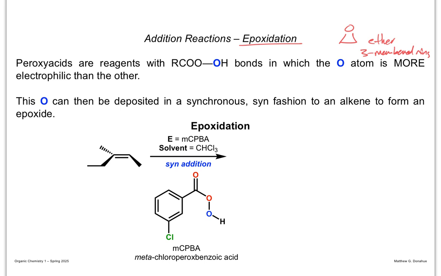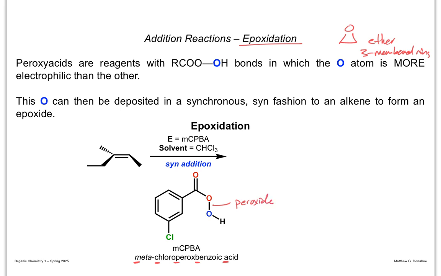And one method of doing that is using the reagent shown. This is called meta-chloroperoxybenzoic acid. It's abbreviated MCPBA. And what you'll notice is it's not a carboxylic acid, it's a peroxy acid. So how is that different?